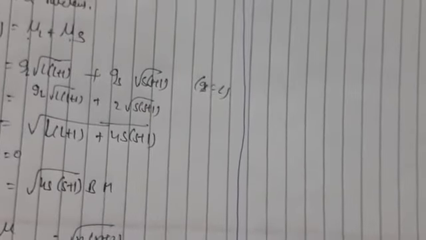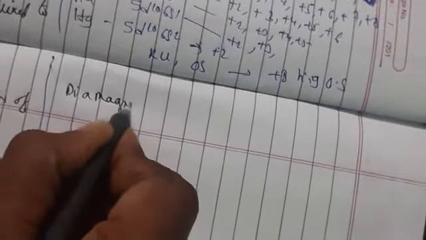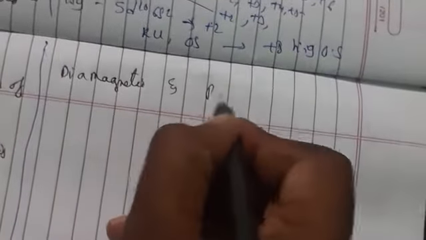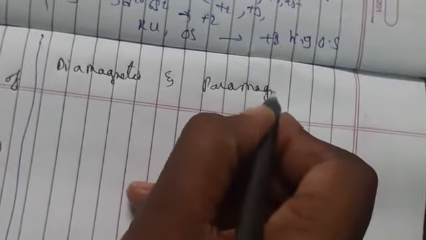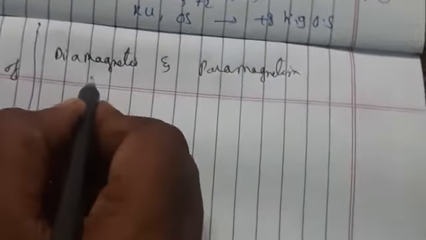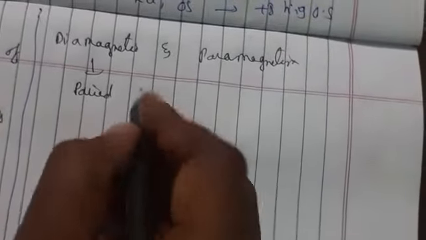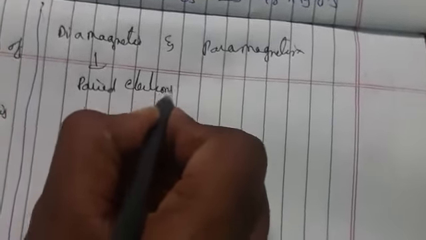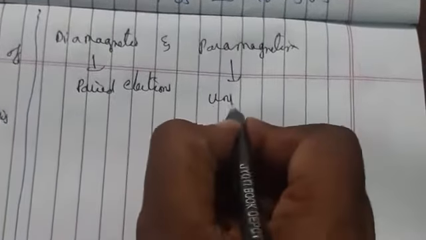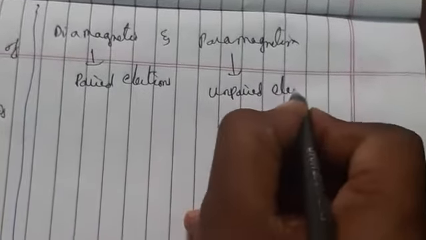So coming to here, it consists of two types, that is diamagnetism and paramagnetism. Diamagnetic is nothing but what here? Diamagnetic means paired electrons. If the substance contains paired electrons, we call it diamagnetic. If the substance contains unpaired electrons, we call it paramagnetic. Okay. So coming to here, let us see the 3D series configuration.